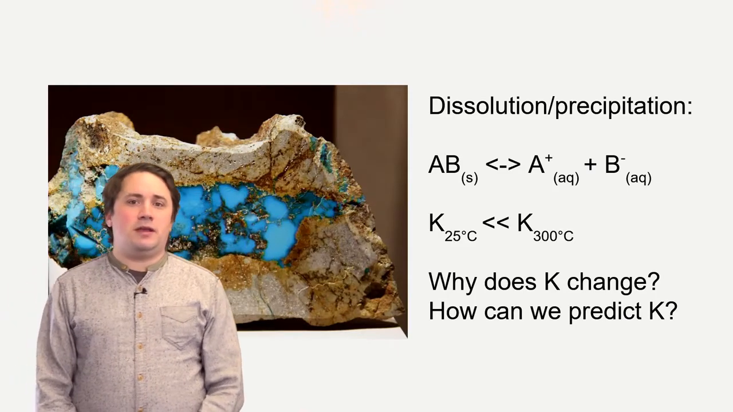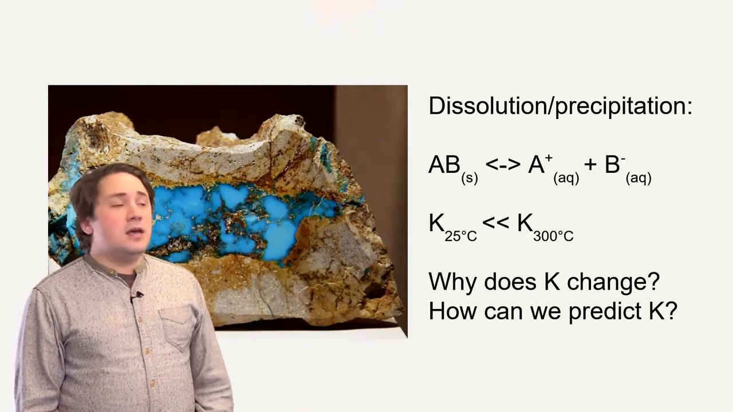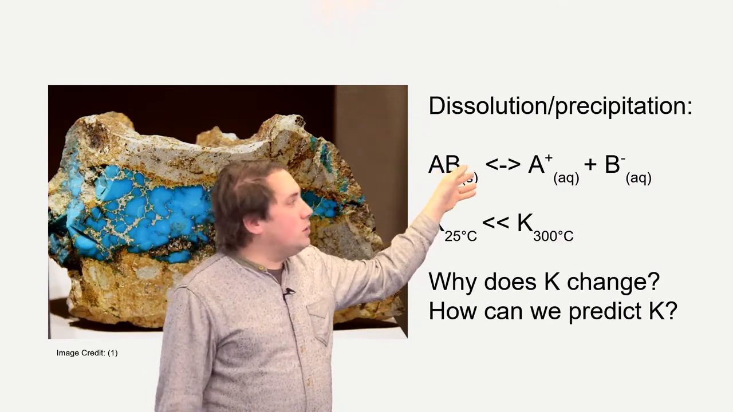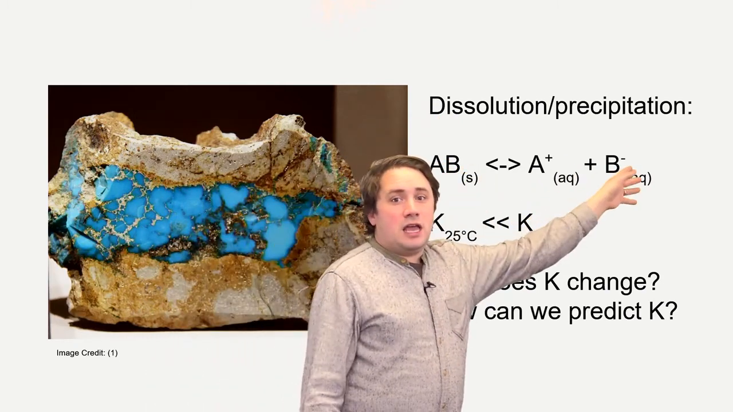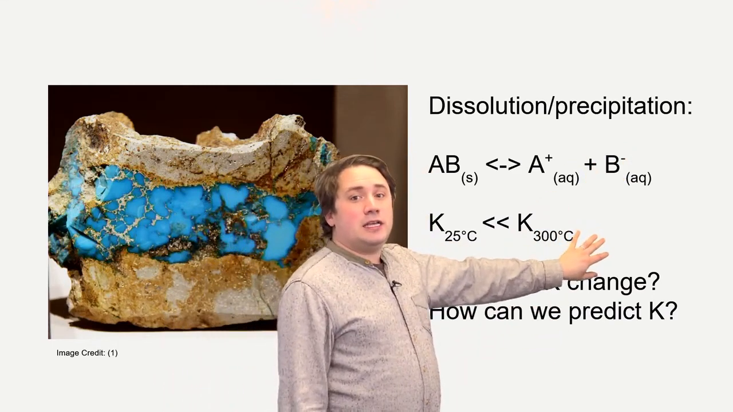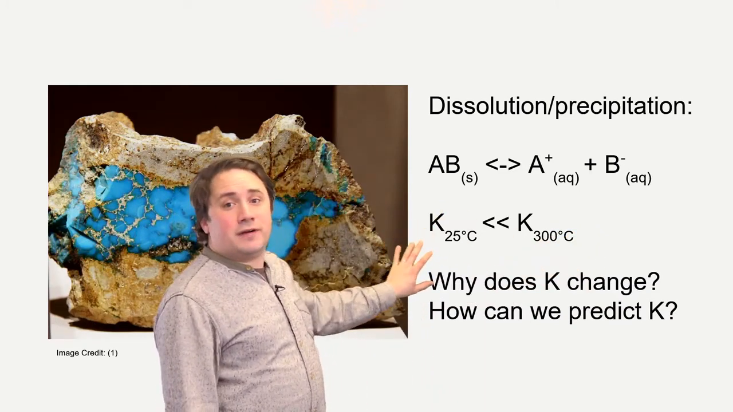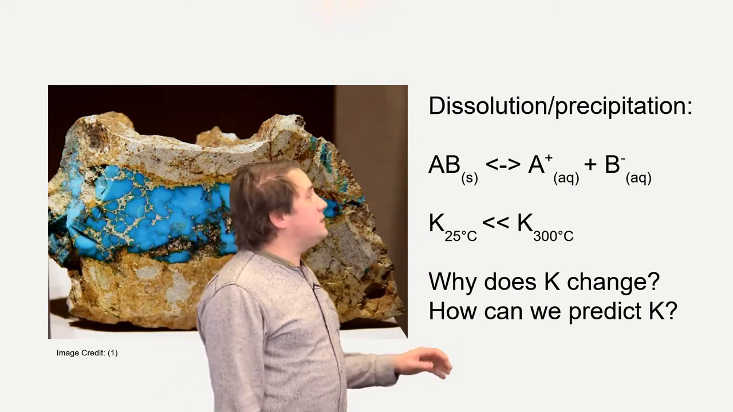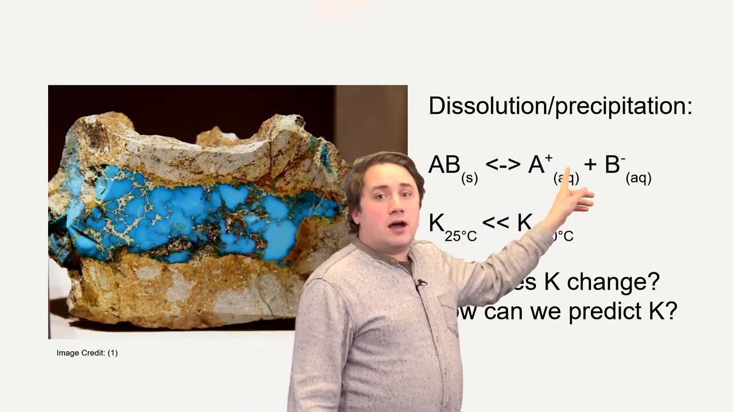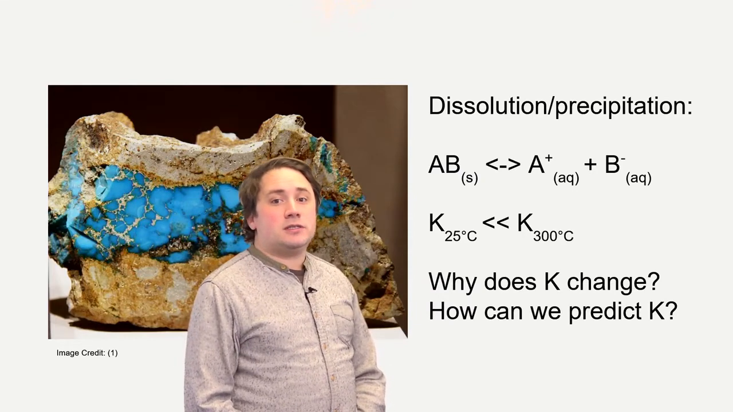So to begin, I just want to give a brief example of where this might come up in aqueous geochemical systems. Let's consider a dissolution precipitation reaction, just a cartoon one, of AB solid, which dissolves into A positive and B negative in aqueous solution. And let's say that the K value for this reaction is much higher at a high temperature, at 300 degrees Celsius, than it is at 25 degrees Celsius. So what this means is that at the high temperature, you're going to have a lot of dissolution of this mineral. A lot of A and B will be held in solution at equilibrium conditions.